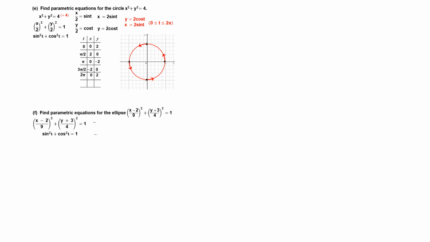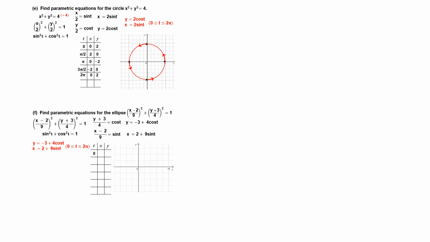We set sine of t equals x minus 2 over 9 and cosine of t equals y plus 3 over 4. To graph the ellipse once, we need the values of t to be between 0 and 2 times pi. We create a table of t values and calculate x and y to graph the curve defined by these parametric equations. As t progresses from 0 to 2 times pi, the point on the curve travels along the ellipse in the clockwise direction.